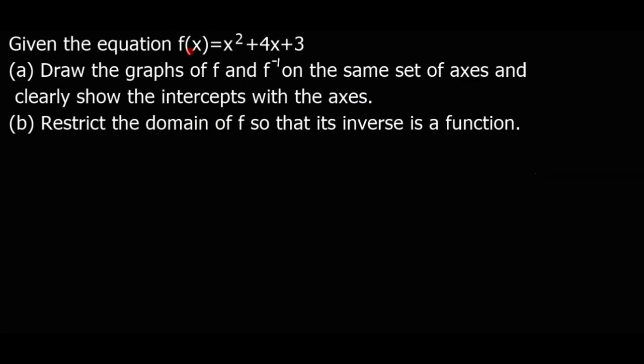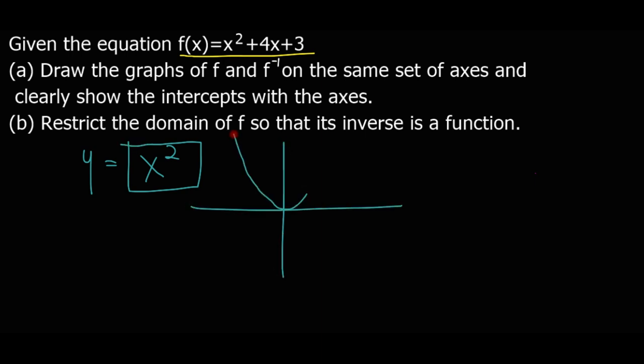This one here: given the equation f of x equals x squared plus 4x plus 3. Part A: draw the graphs of f and f inverse on the same set of axes and clearly show the intercepts with the axes. Step number one, we find the x-intercepts, then the y-intercepts, and then the turning point. Remember, for the previous one, we chose points because it was only y equals x squared. That graph is easy to draw, because its turning point is through the origin, and the x-intercept and y-intercept are through the origin. That is why for the previous one we chose points to get a good curve. But this one has a turning point somewhere that is not on the origin.